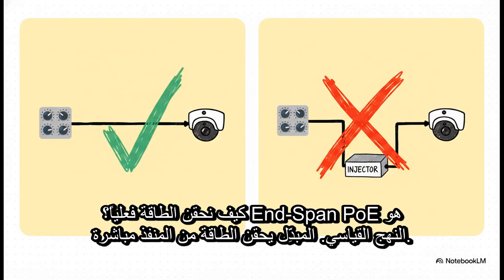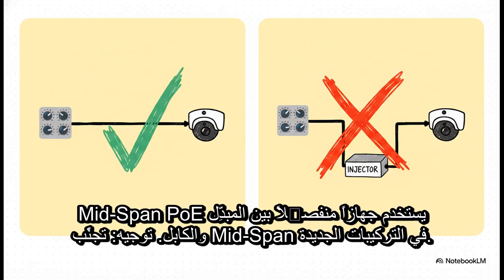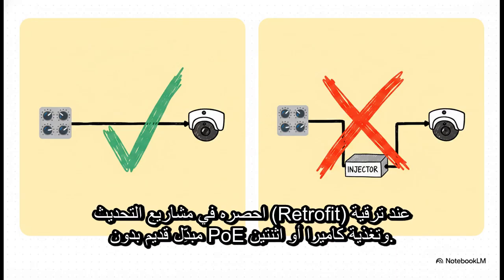Now, how are we actually injecting that power? Well, end-span PoE is your standard approach. That's where power is injected natively straight from the switch port itself. On the flip side, mid-span PoE relies on a totally separate inline injector device. Let me give you a firm design directive right here. Avoid mid-span in new builds, for sure. You really should be reserving mid-span injectors strictly for retrofit projects, like when you're upgrading an old non-PoE switch and just need to power one or two cameras. Keep it clean for new builds.